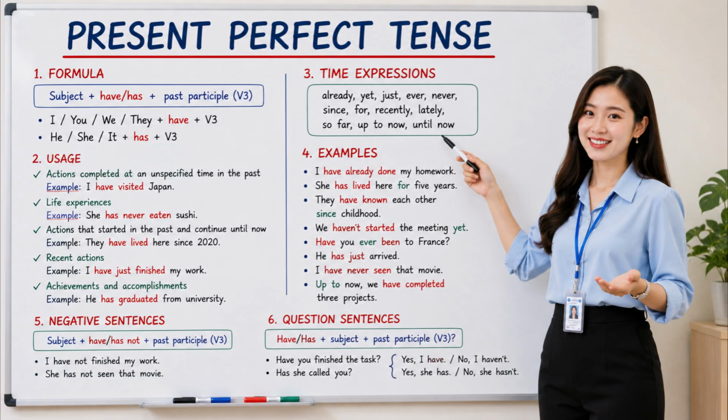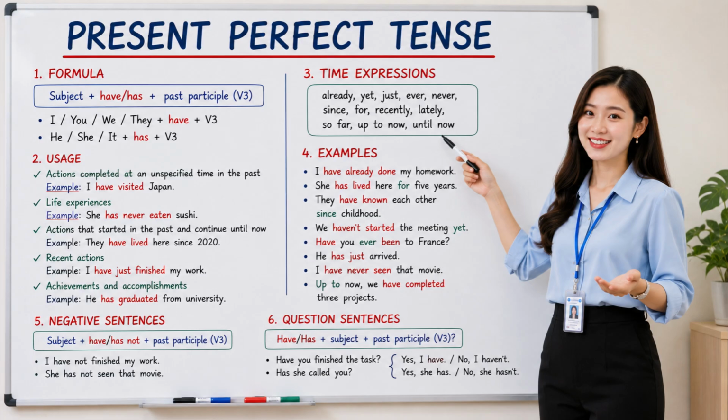Examples. I have not finished my homework. She has not called me. They have not arrived yet. We have not started the meeting. He has not completed the task. Contractions. Haven't to have not. Hasn't to has not. Examples. I haven't seen that movie. She hasn't finished her work. They haven't come yet.